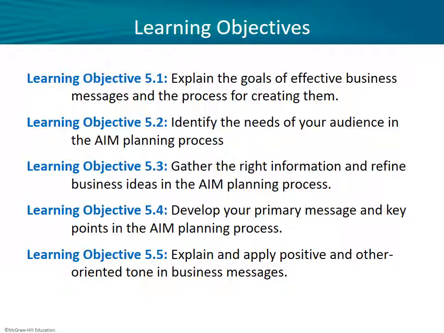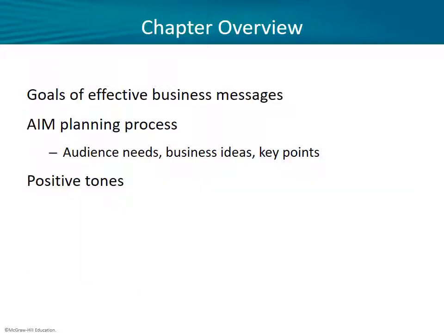Identify the needs of the audience in the AIM planning process. Gather the right information and refine business ideas in the AIM planning process. Develop your primary message and key points in the AIM planning process, as well as explain and apply positive and other-oriented tone in business messages. So this chapter covers those goals of effective business messages, the AIM planning process, including audience needs, business ideas, and key points, and positive tones.